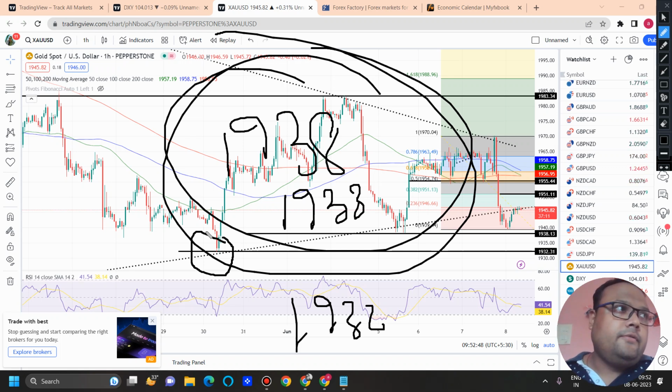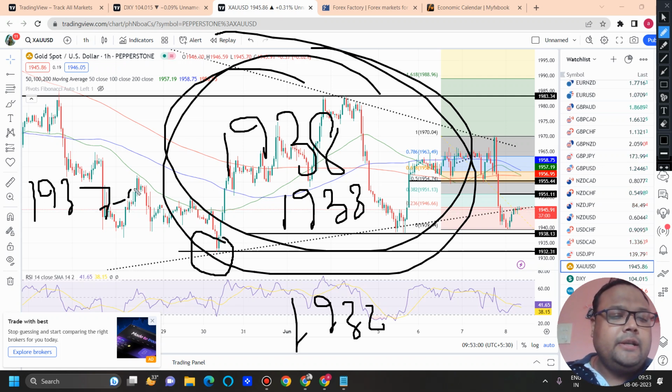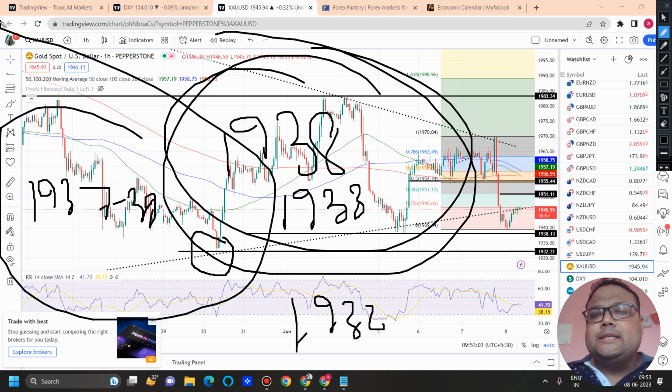So for today, before the jobless claims data, we have two supports. Let me write it down: 1937 to 1939 as the first support. But this support is very weak. This is just the previous low. So if the volume of the market is low, volatility is low, then only we can expect this to work. In case market shows some volatility during the European session, then obviously market will break this, and we can look for a sell below this level, and we will exit around 1933, because around 1932-33 we have the next support. So these are the levels on the chart of gold right now, where we can trade.